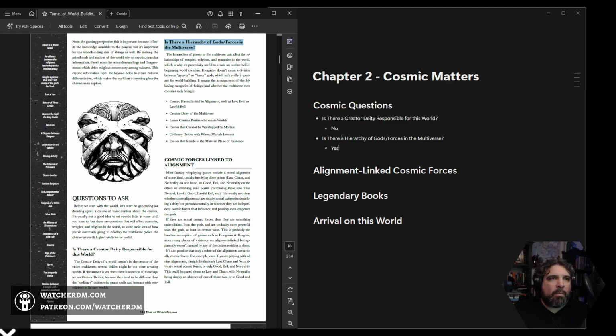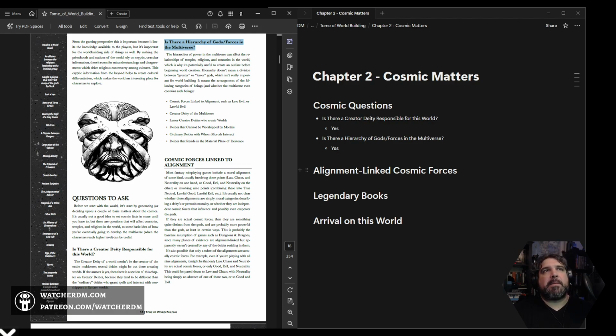So let's read what it says about each of these questions, having given already an answer myself. So the greater deity of a world, needn't it be the creator of the entire multiverse? Several deities might be out there creating worlds. If the answer is yes, then there's a section of this chapter on creator deities because they tend to be different than the ordinary deities. Okay, so for the purposes of exploring this book, we're going to say yes because I want to check out all these tables. I want to check them out. So we're going to get in there. So I'm changing my answer, which is nice. We don't have to, nothing's in stone, right?